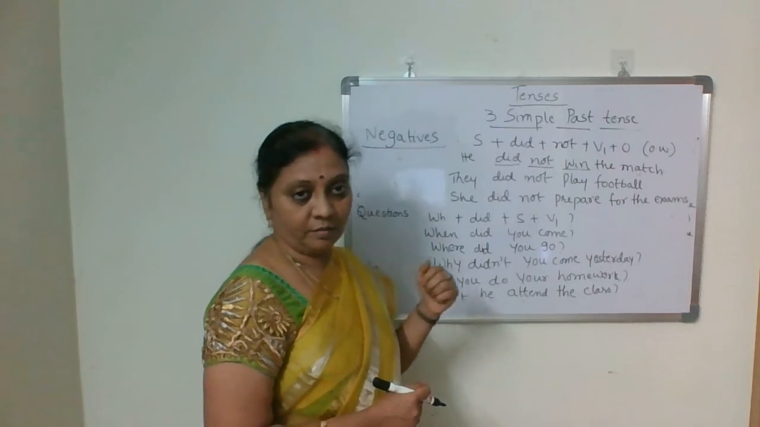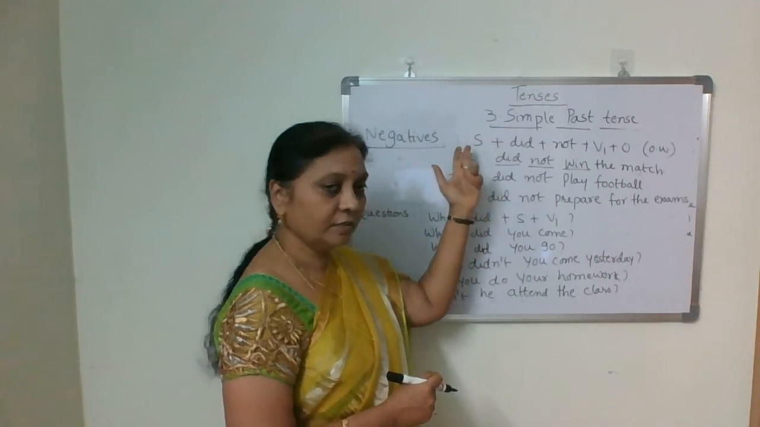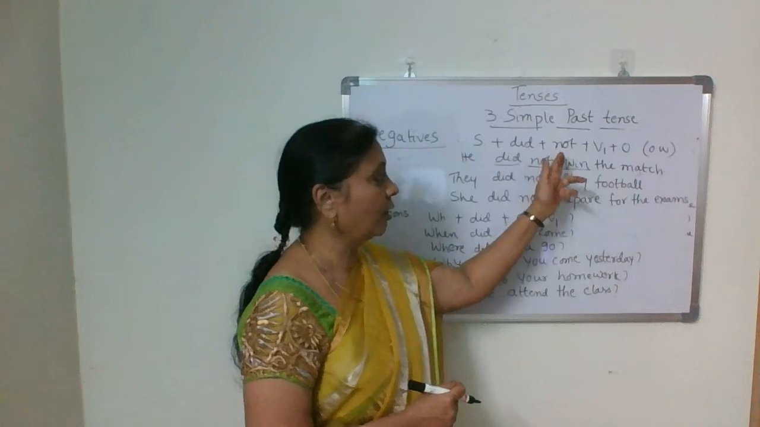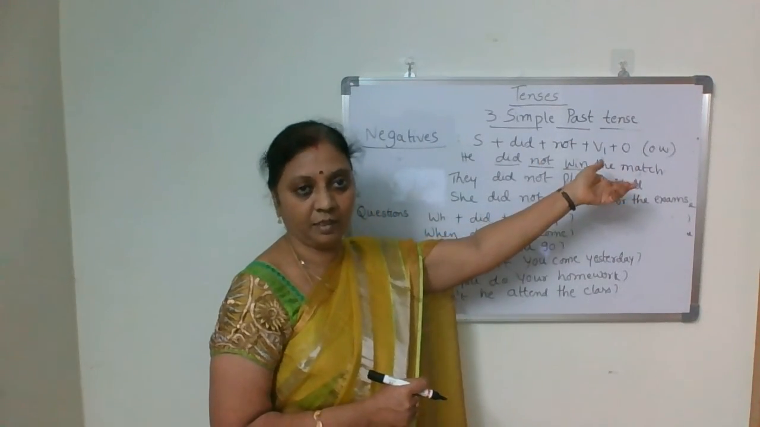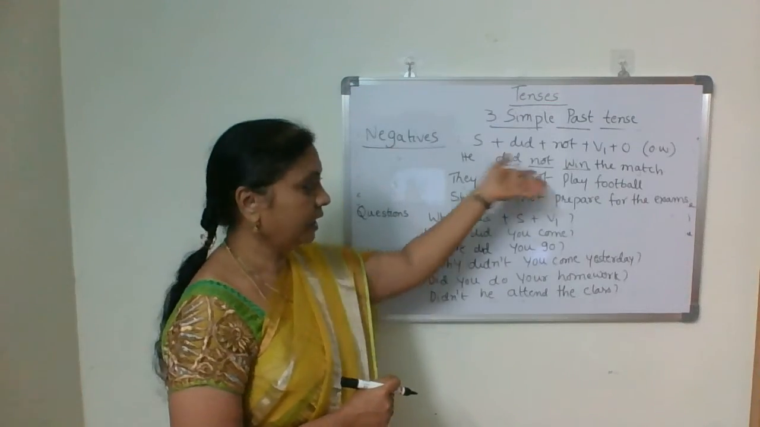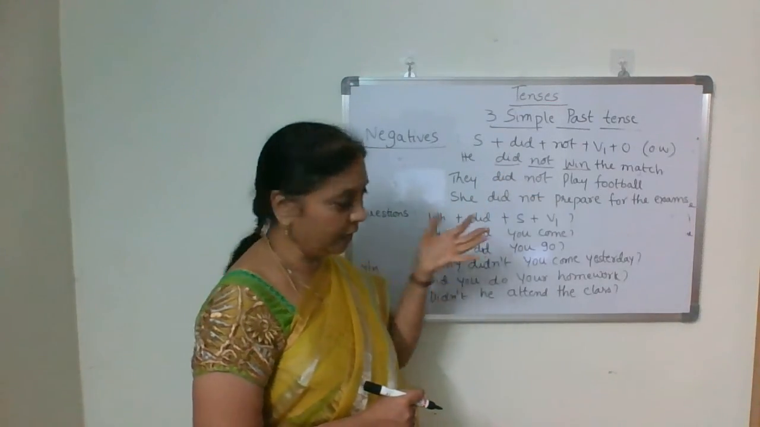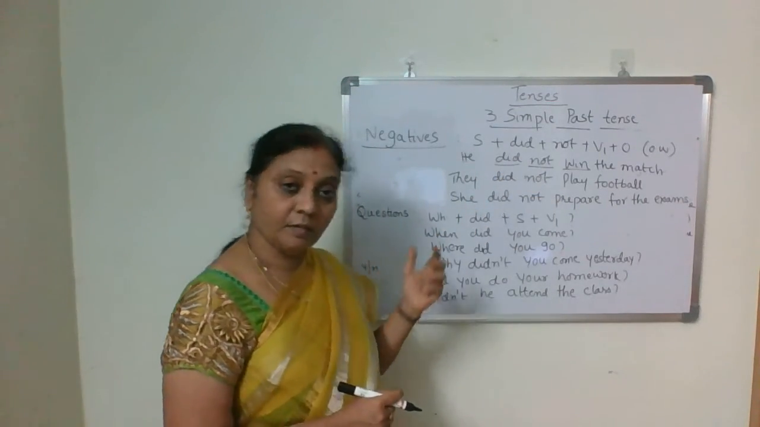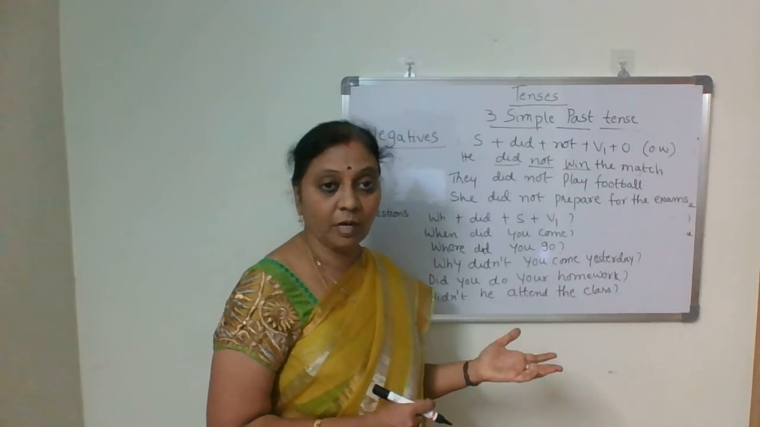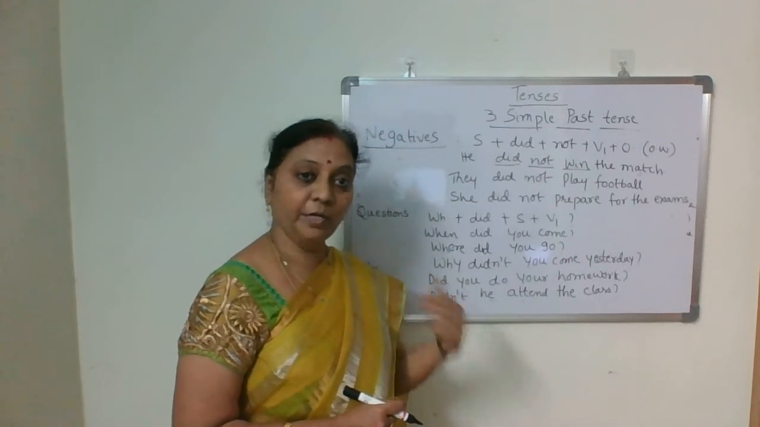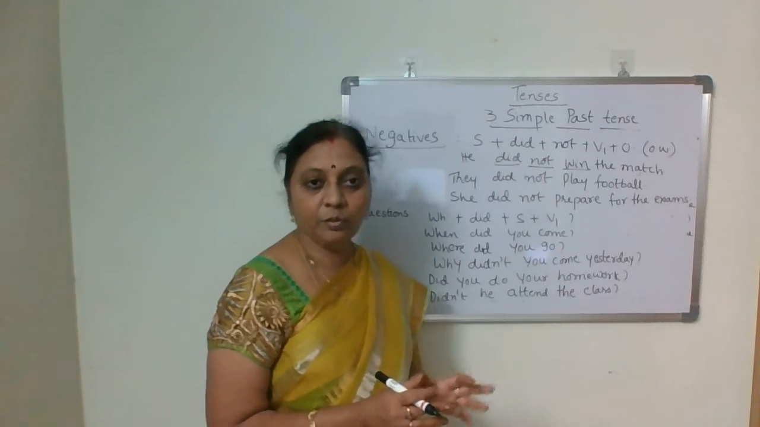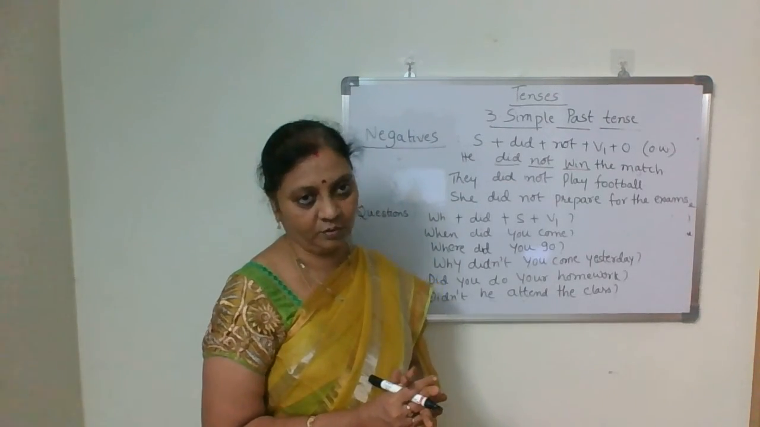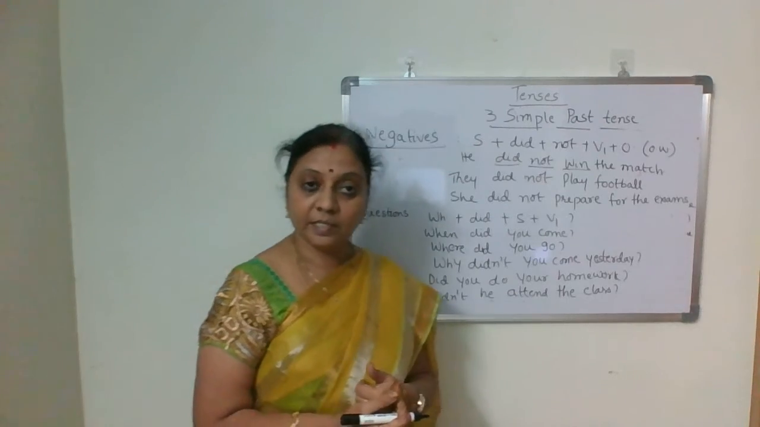The negatives, what is the structure? Subject plus did plus not plus V1 plus any other words. Did not plus V1. That is the important thing. He did not win the match. They did not play the game. And questions, both WH questions: Why did you come? Where did you go? What did you do? How did you go? And then yes, no questions: Did you do your homework? Or didn't he attend the class?